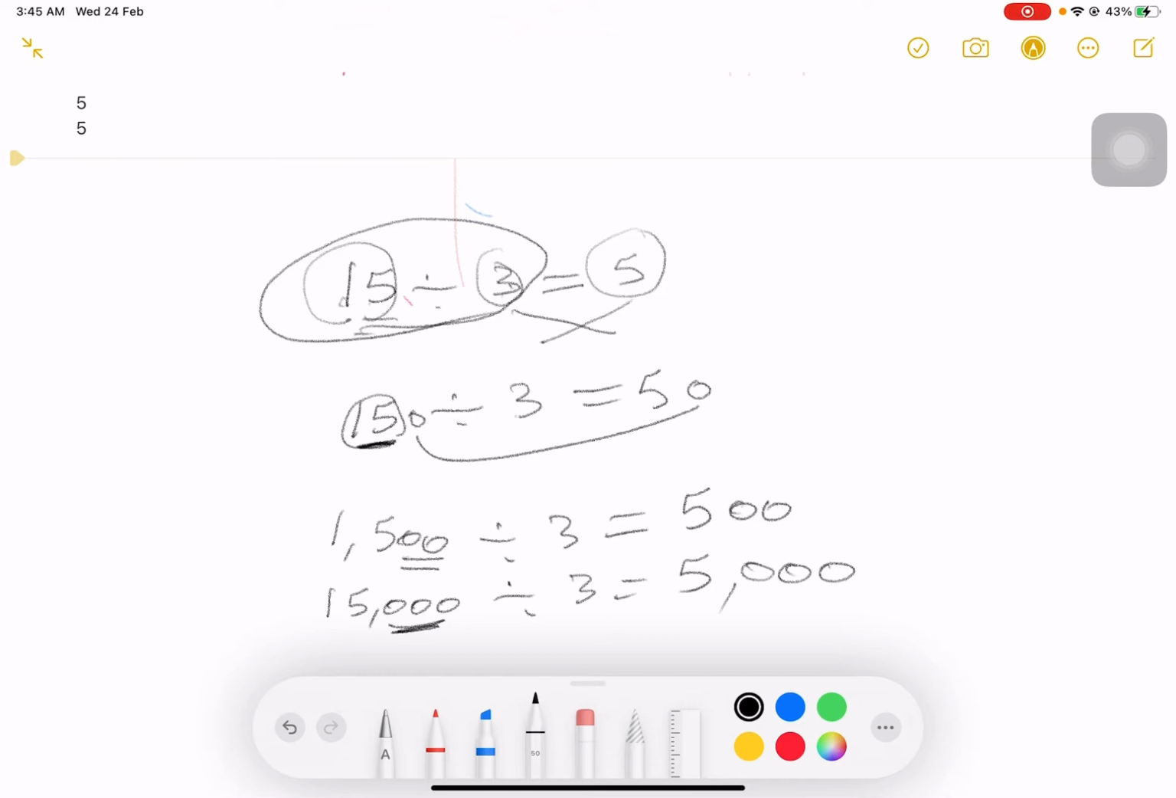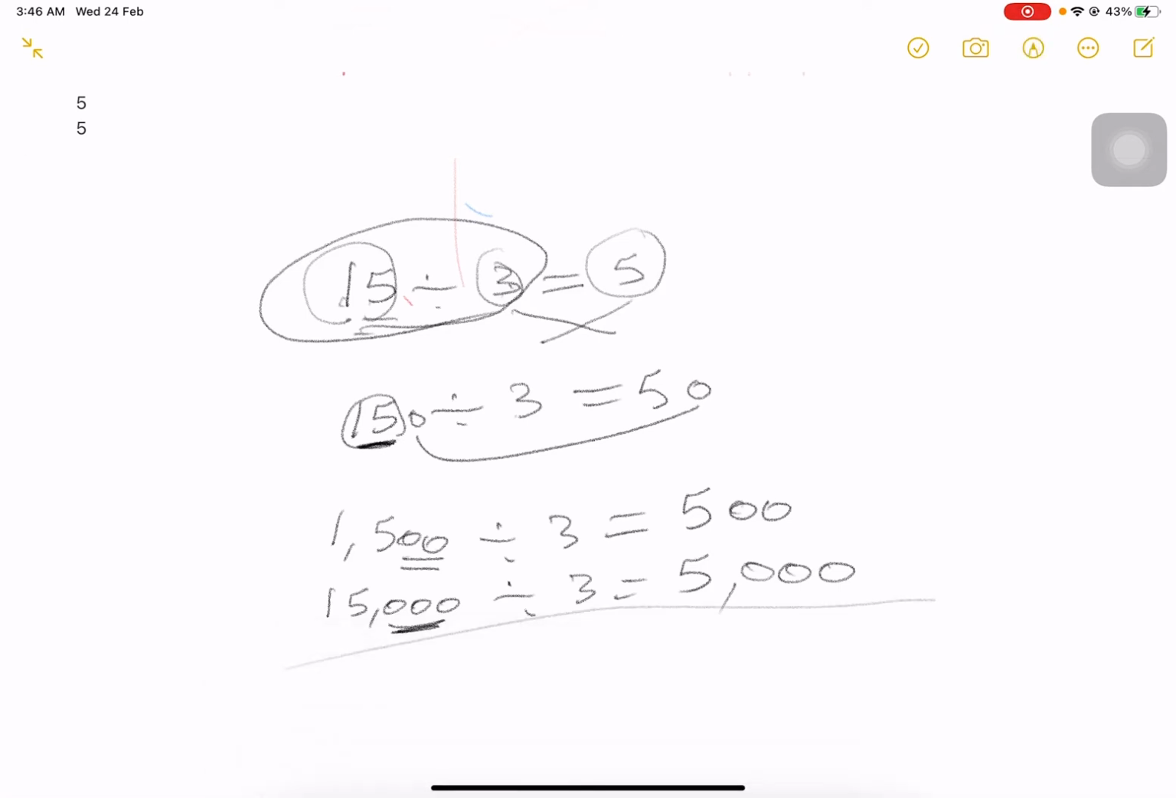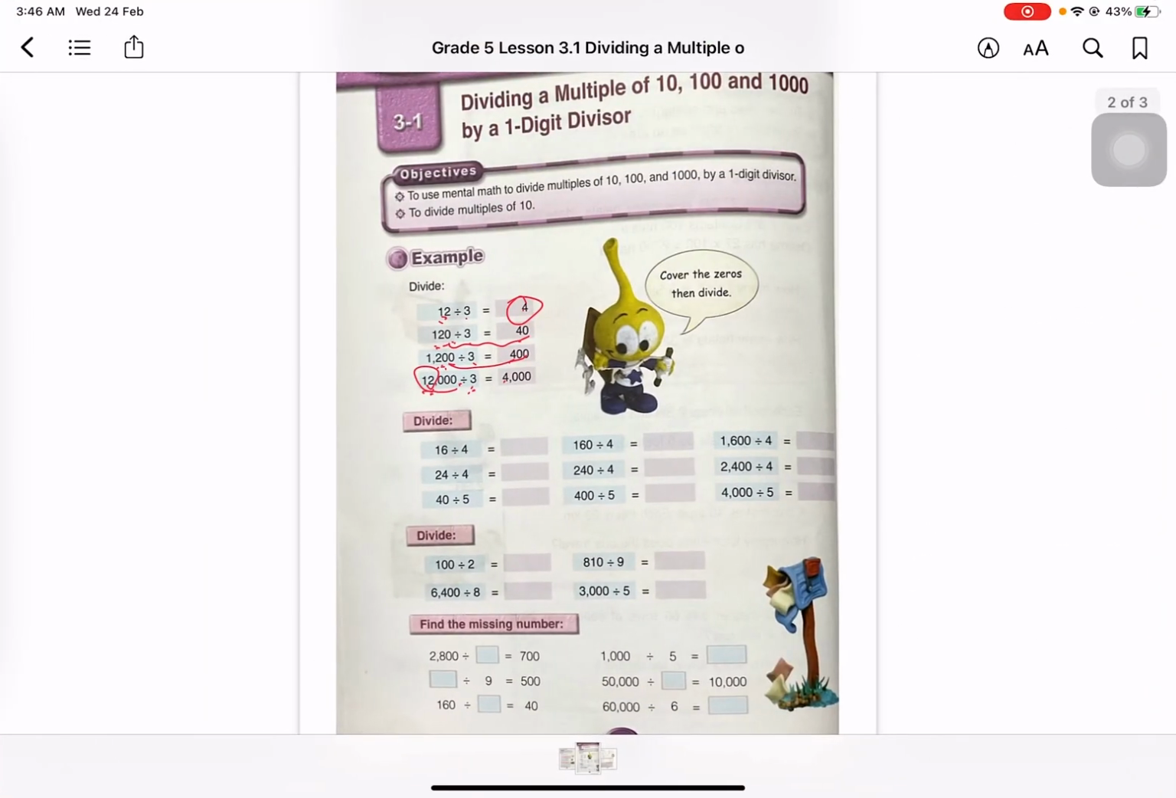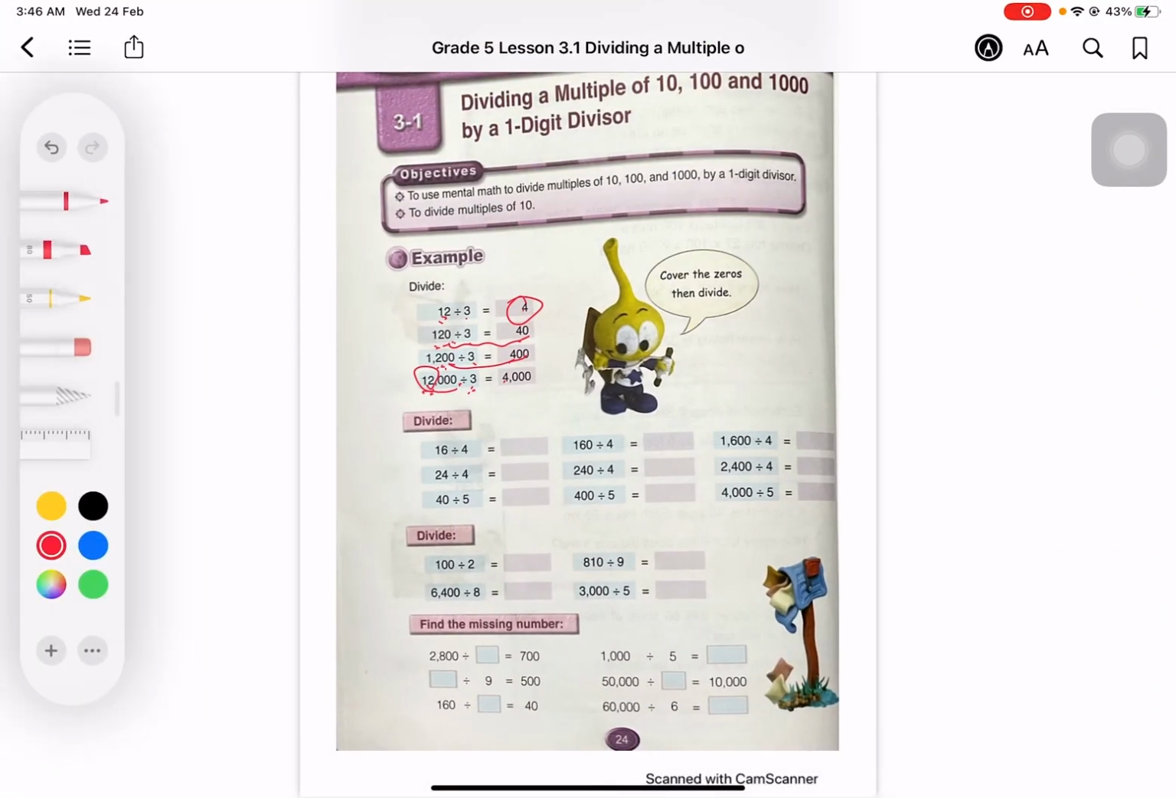So every time you are solving, go back to the basic fact and drop the zeros down. Now let's go back to our lesson. Okay, so every time I will go back to the basic fact.